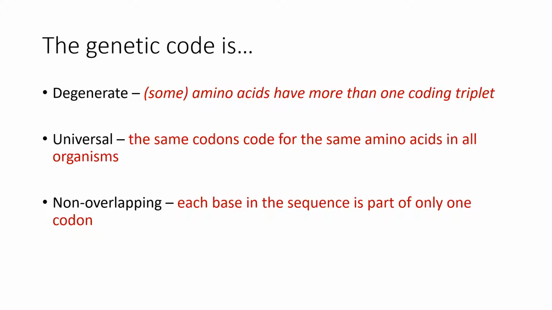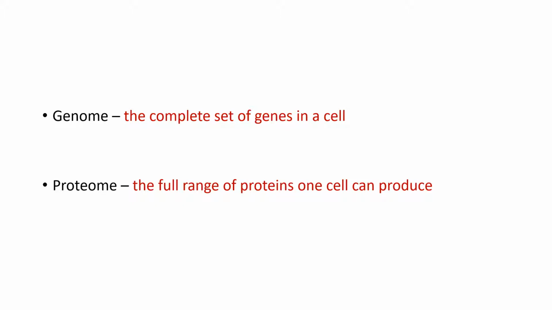Universal because the same codons code for the same amino acids in all organisms, and it's non-overlapping because each base in the sequence is part of only one codon. Only two more definitions and then we're done. We have to know that the genome is the complete set of genes in a cell, and the proteome is the full range of proteins one cell can produce.